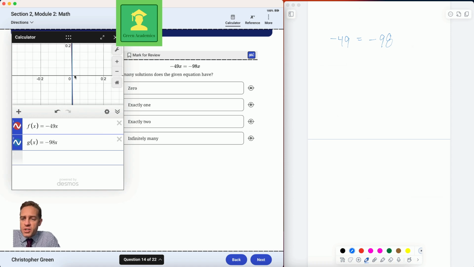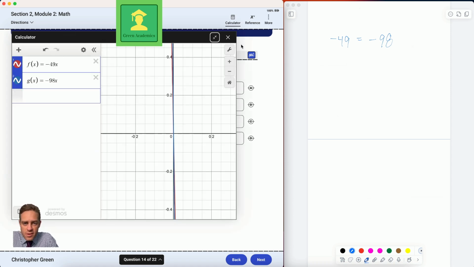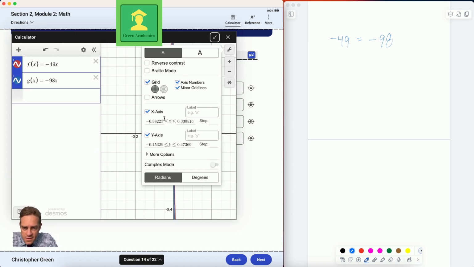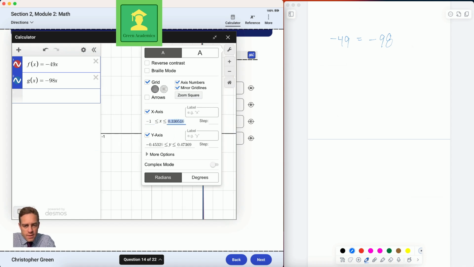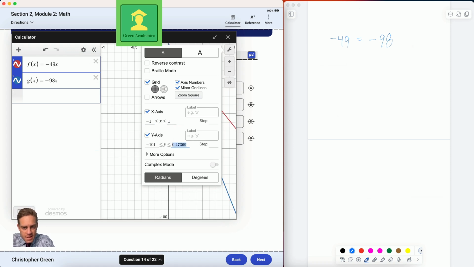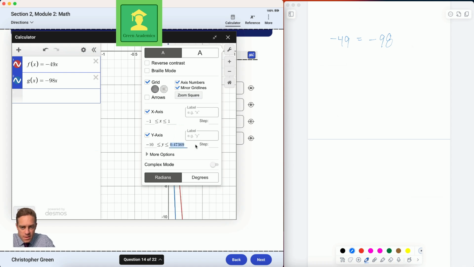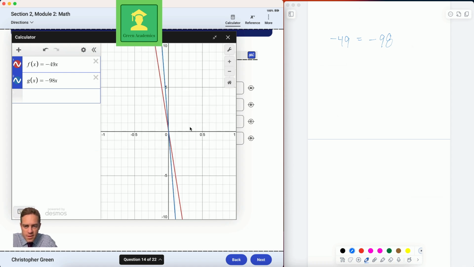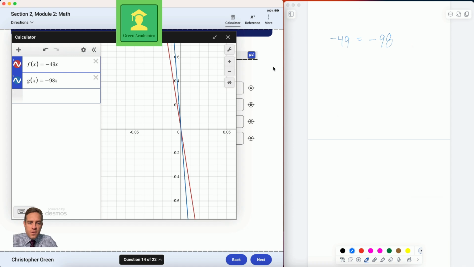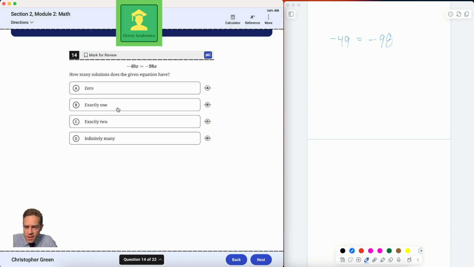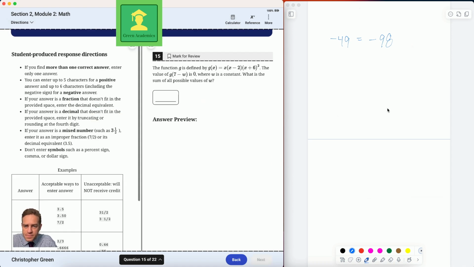Yeah, so you have to adjust the window to be able to see this more clearly. Let me see if I can adjust to have it be just from, suppose I go negative 1 to positive 1, and then I go negative 10 to positive 10. I'm hoping that lets you see the resolution a little bit more obviously. Yeah. You have to play around with the dimensions of the window, but they only cross at the origin. So the answer is exactly 1.